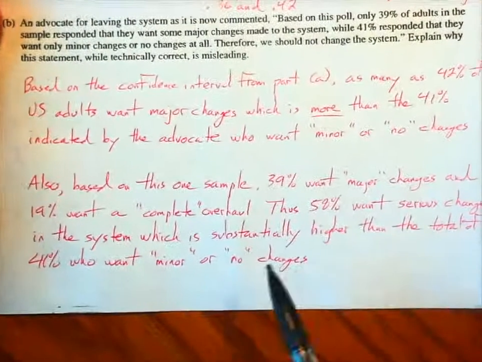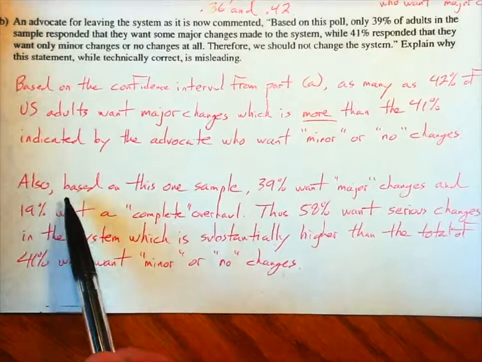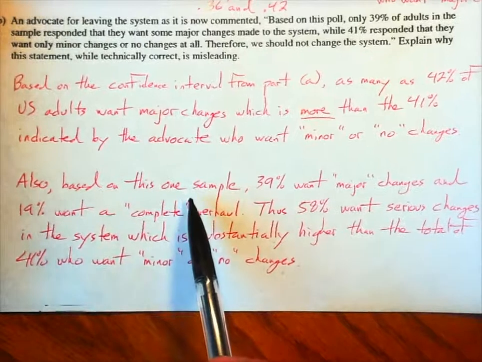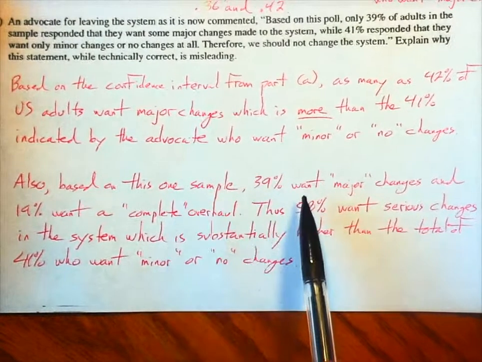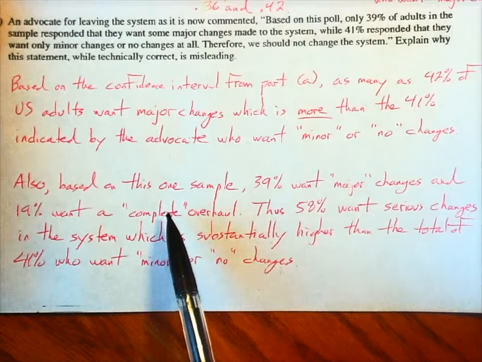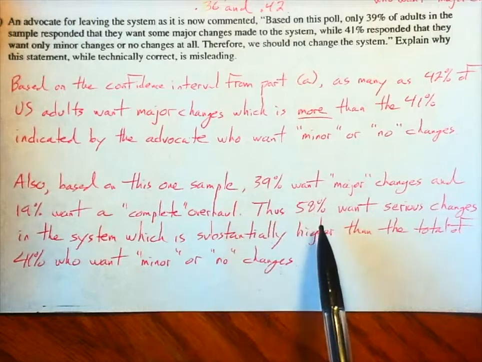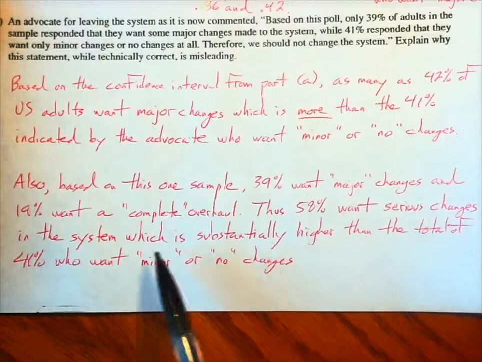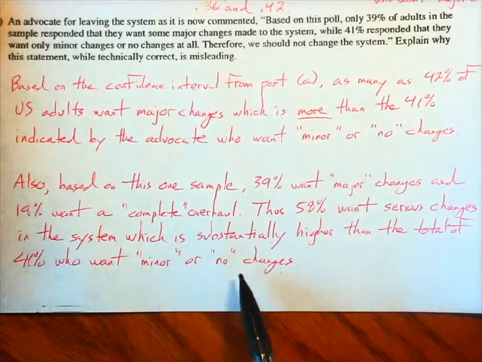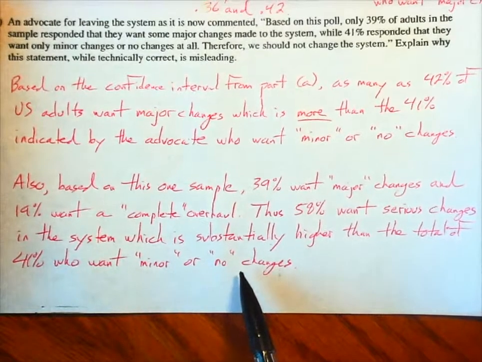A simpler answer, and at some level a more elegant answer, is also based on this one sample, kind of using the advocate's strategy. 39% want major, 19% want a complete overhaul. So really 58% want serious changes in the system, and that's substantially higher than the 41% found by combining minor and no changes. Something the advocate should think about.